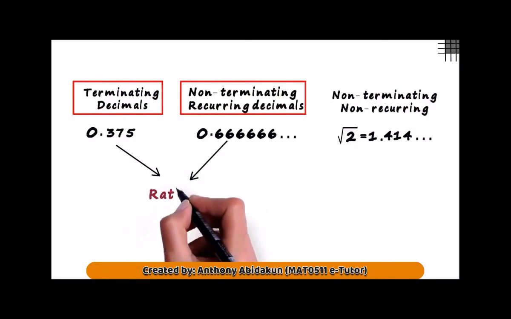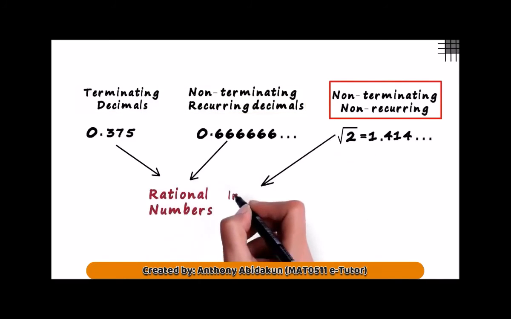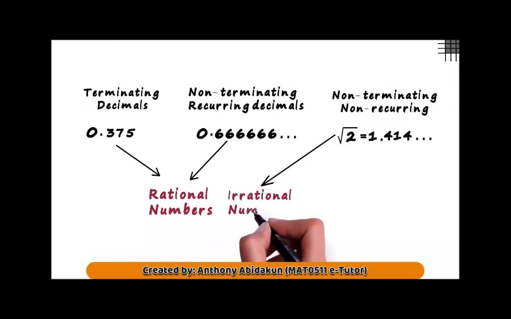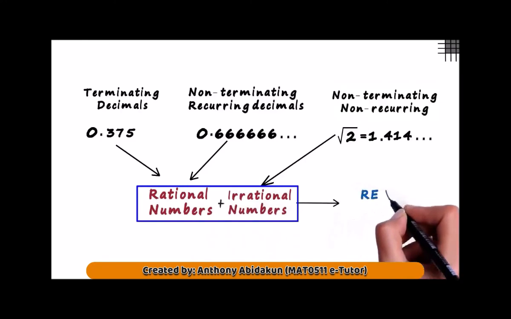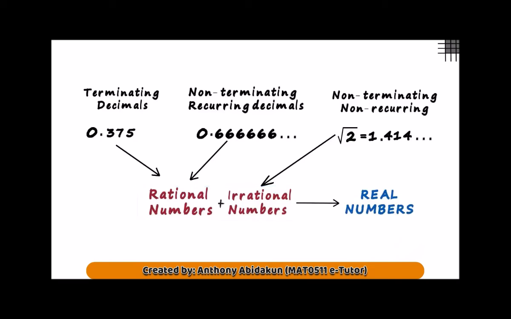The first two categories together are called rational numbers, and the numbers in the third category are called irrational numbers. These two categories together form real numbers. This is the other definition of real numbers. Rational numbers and irrational numbers together form real numbers.